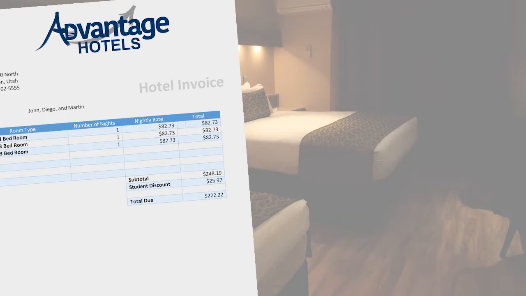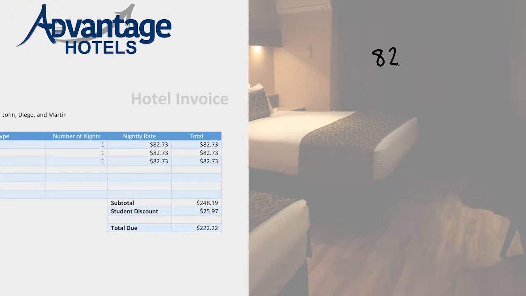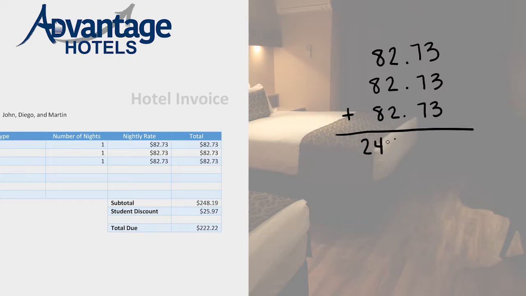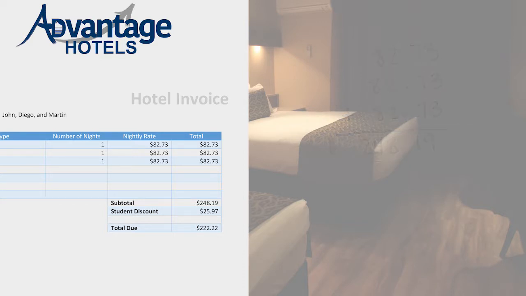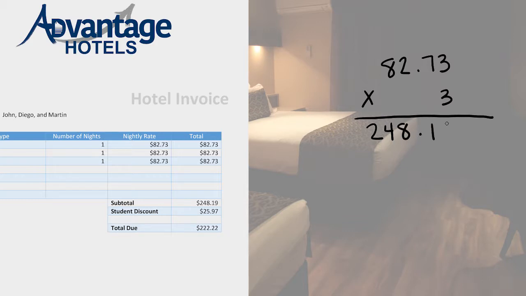The final receipt is for the hotel. The bill states it was $82.73 per night. They stayed for 3 total nights. One way to solve would be to add $82.73 3 times for a total of $248.19. Another way to solve would be to multiply $82.73 by 3 for a total of $248.19. At the bottom of the hotel receipt, it states they received a $25.97 discount off their total bill.